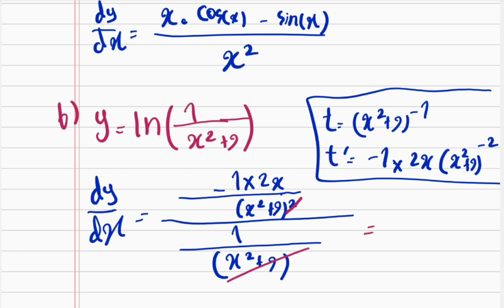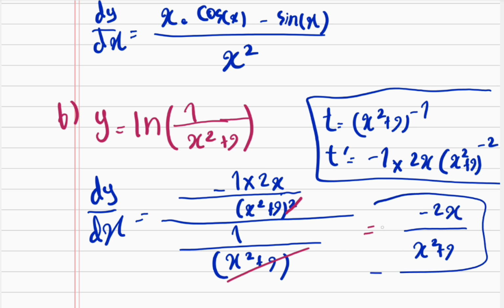So now the answer is going to be x squared plus 9 on the denominator because one of the powers was cancelled out with this one, and then on the numerator we'll have minus 2x. So this is the answer.